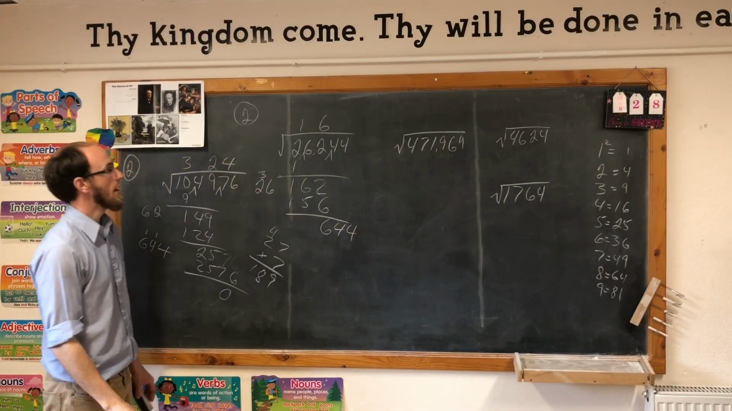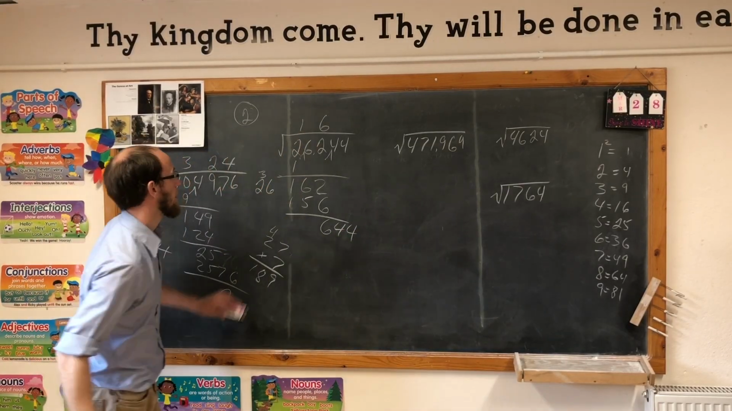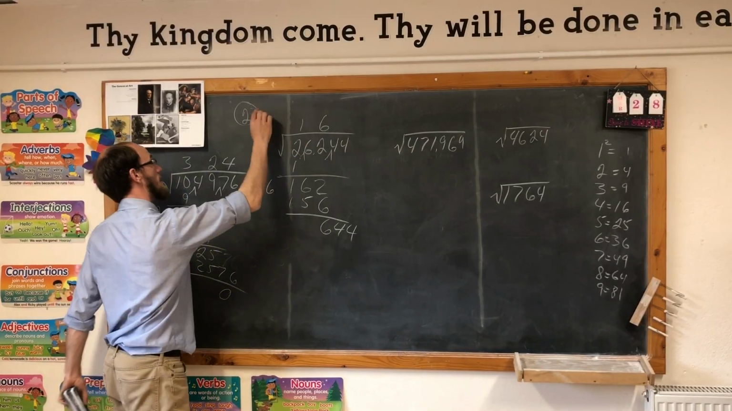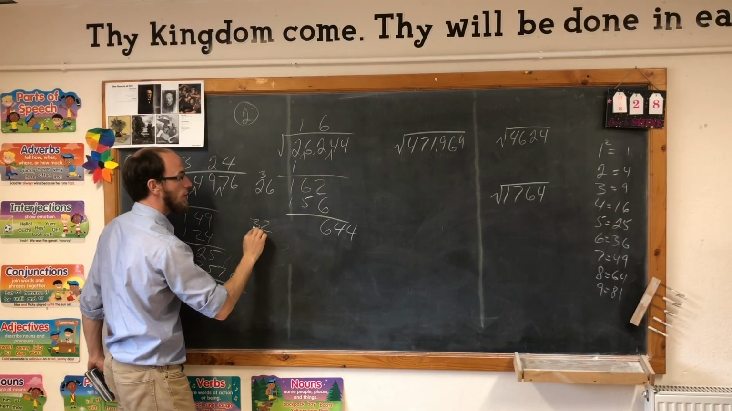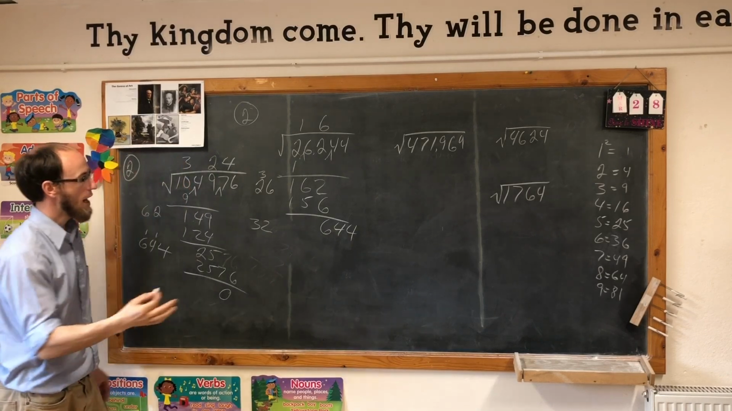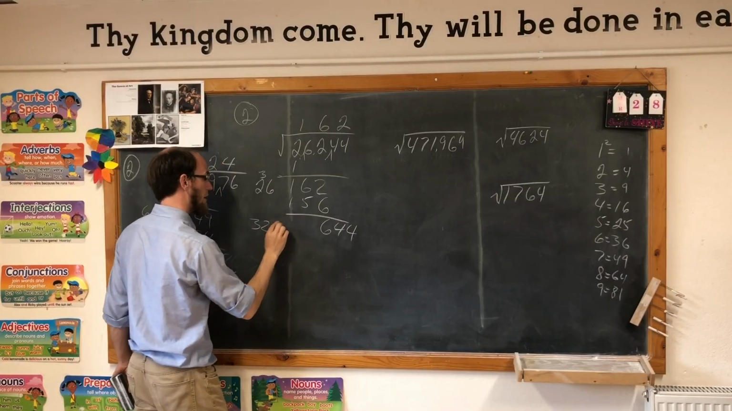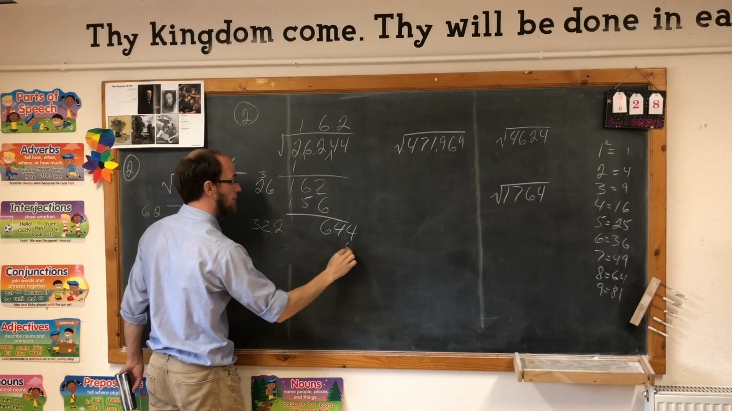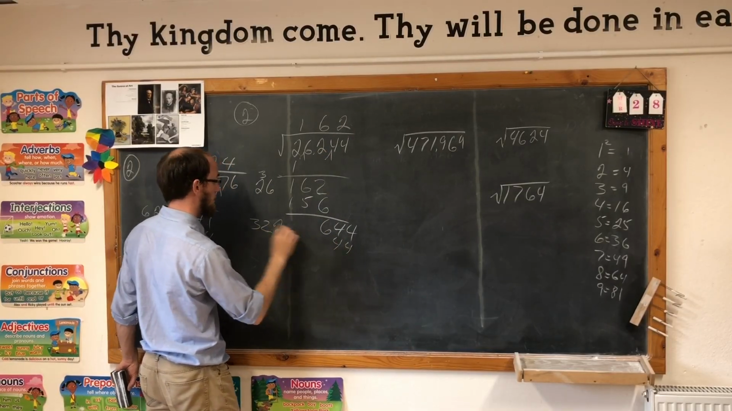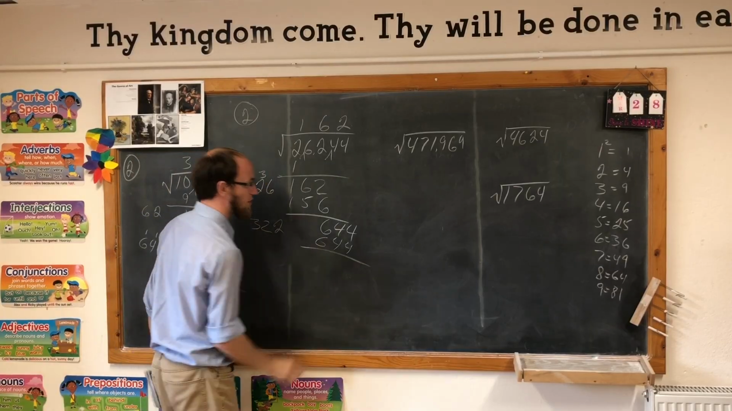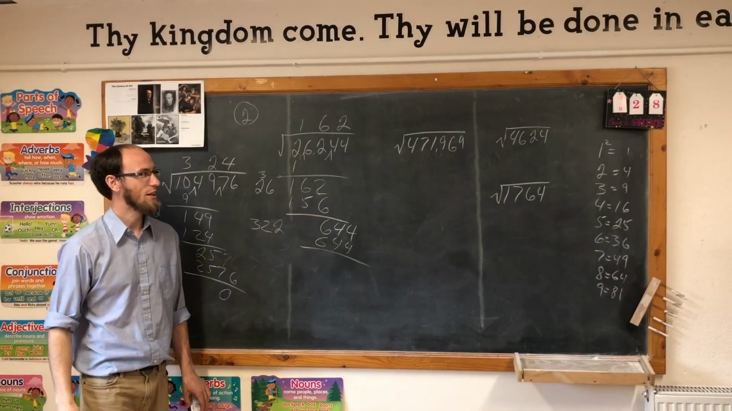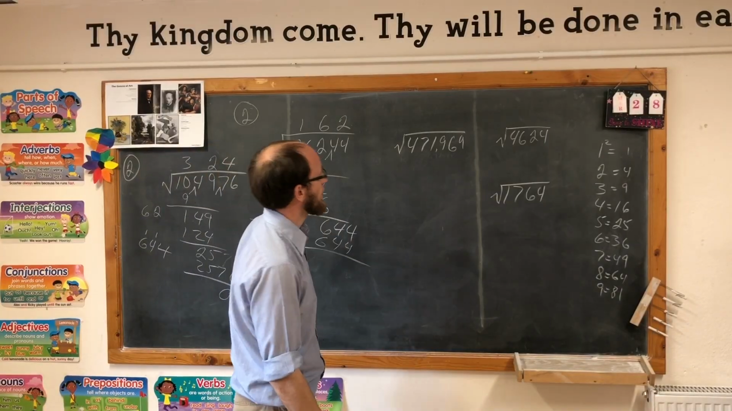Now, take our 16 and go times 2. 16 times 2 is 32. 32 goes into 64 how many times? Let's just try 2. Write our 2 here and our 2 here. 2 times 2 is 4. 2 times 2 is 4. 2 times 3 is 6. 644 worked out perfectly.